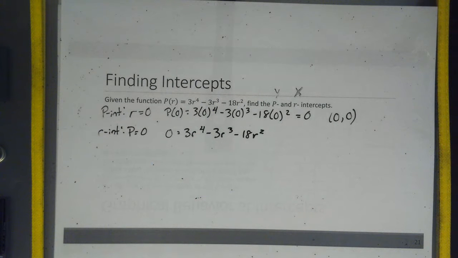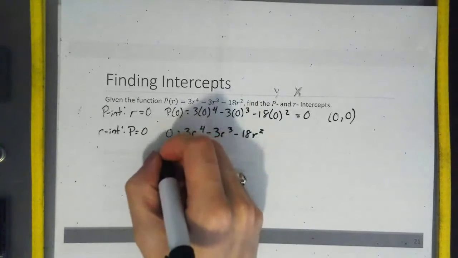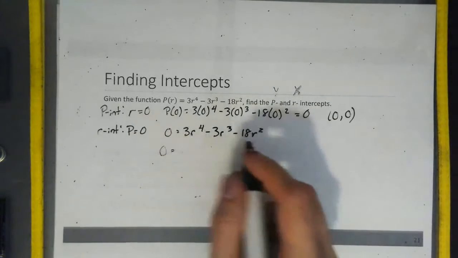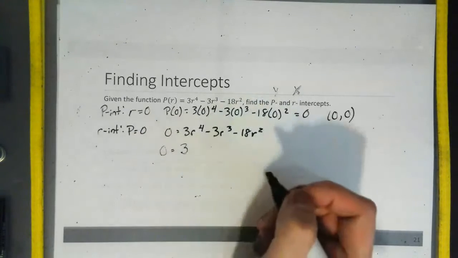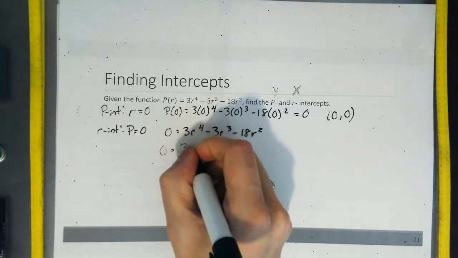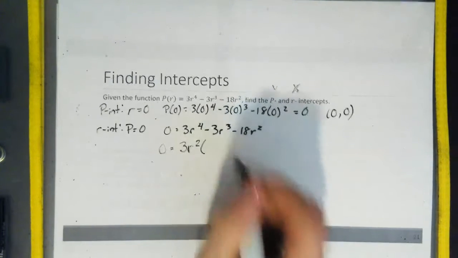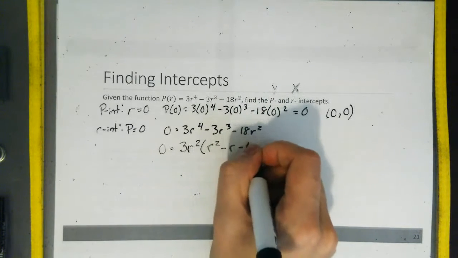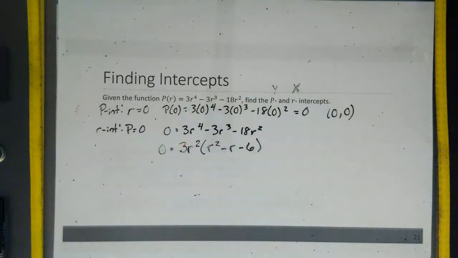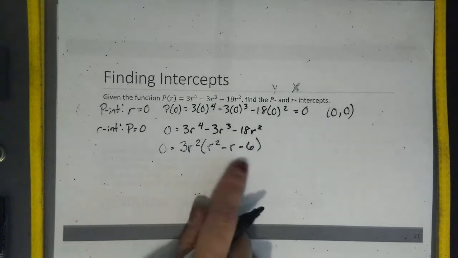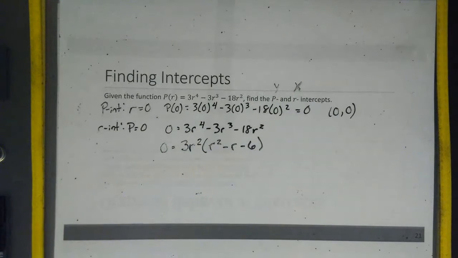Well, we can always factor out a greatest common factor if we have one. Let's try that. That'll give us 0 equals 3, 3, and 18. I can factor 3 out of that. R to the fourth, r cubed, r squared. I can factor out an r squared from that. That will leave me with r squared minus r minus 6. So I have my term out front. Now I need to deal with this guy, r squared minus r minus 6.